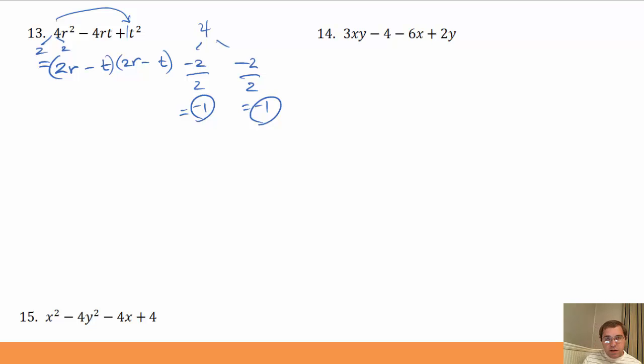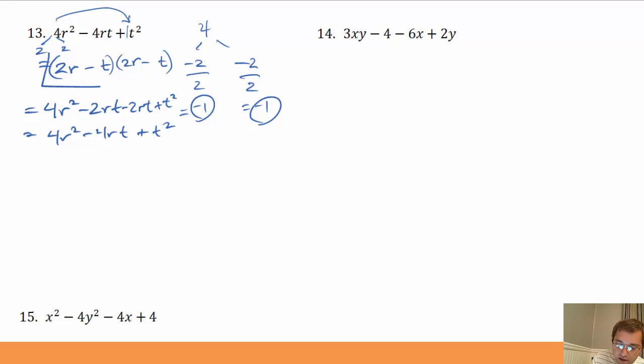So let's check this. Let's FOIL this out and make sure it works. 2r times 2r is 4r squared. 2r times negative t is negative 2rt. Negative t times 2r is another negative 2rt. Negative t times negative t is plus t squared. Combine like terms in the middle: 4r squared minus 4rt plus t squared, which is what I had when I began. So it does work.